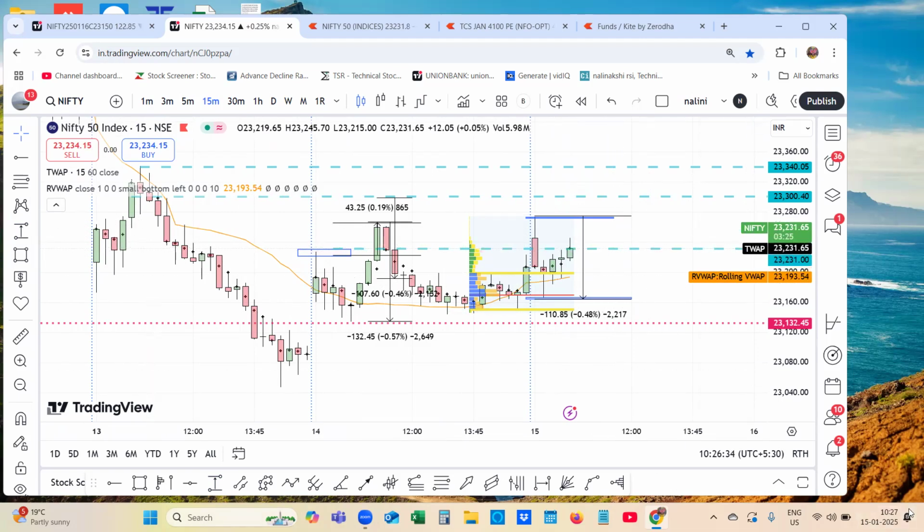Okay, friends, this is an initial commentary of the price action. Since there is no clarity in the price action, I'm not venturing into any trade.